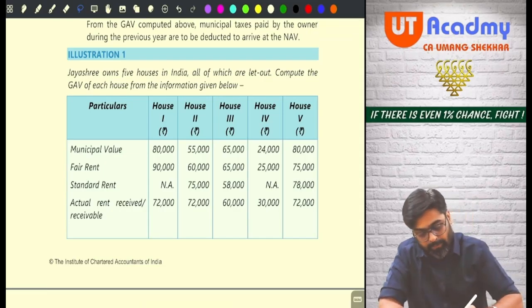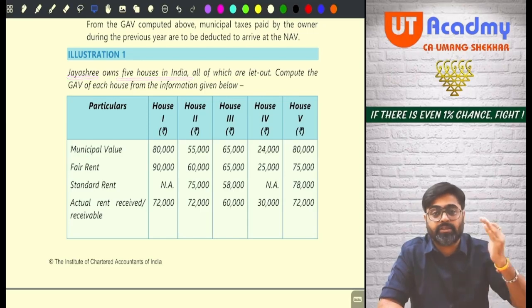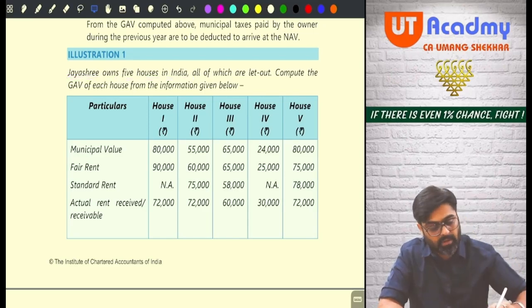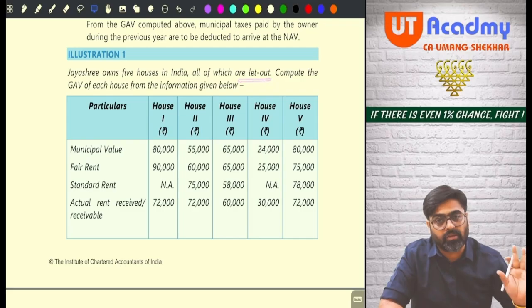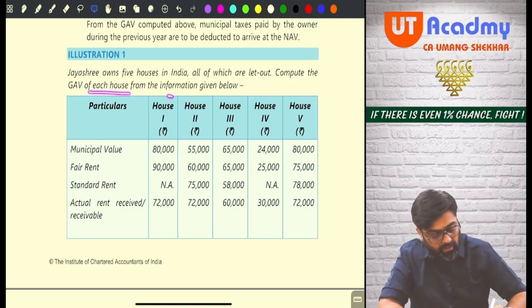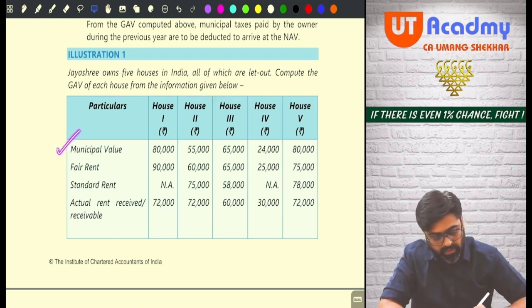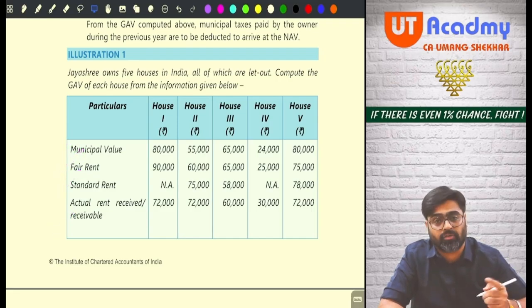Please pay attention. See, Jaishri owns 5 houses in India, which are let out. All the properties are let out properties. Compute the GAV of each house from the information given below. For each house, municipal value is given, fair rent is given, standard rent is given, and even the actual rent received or receivable is given.